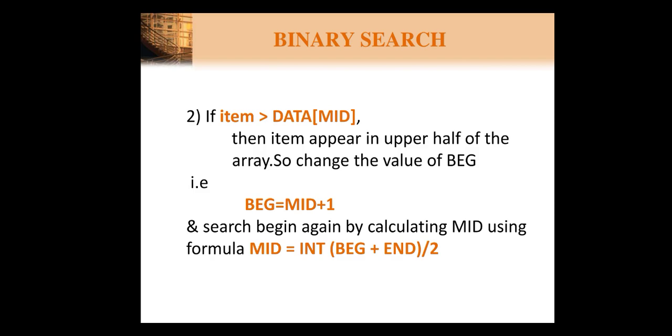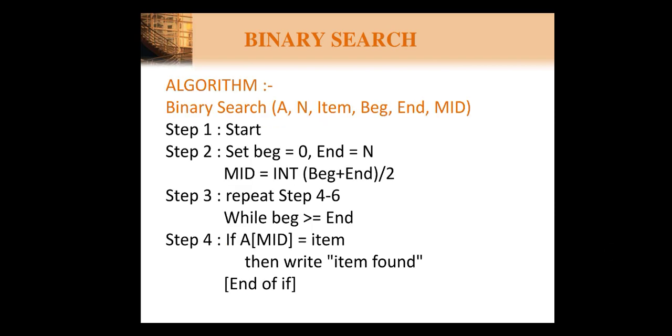Understood? While beginning is less than or equal to the end, till then you need to divide the array and compare with the mid position. This process will go on. This is the algorithm for binary search. For this we require an array containing the elements, the number which you want to search, beginning position, end position, and a mid variable for calculating the mid. Now here we are setting beginning equals to 0, that is the 0th position of the array, and end equals to n, that is the last position of your array.